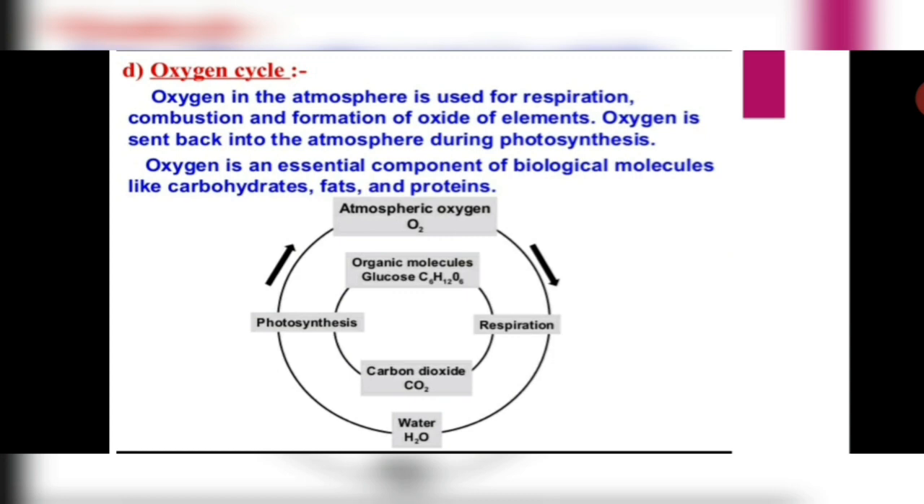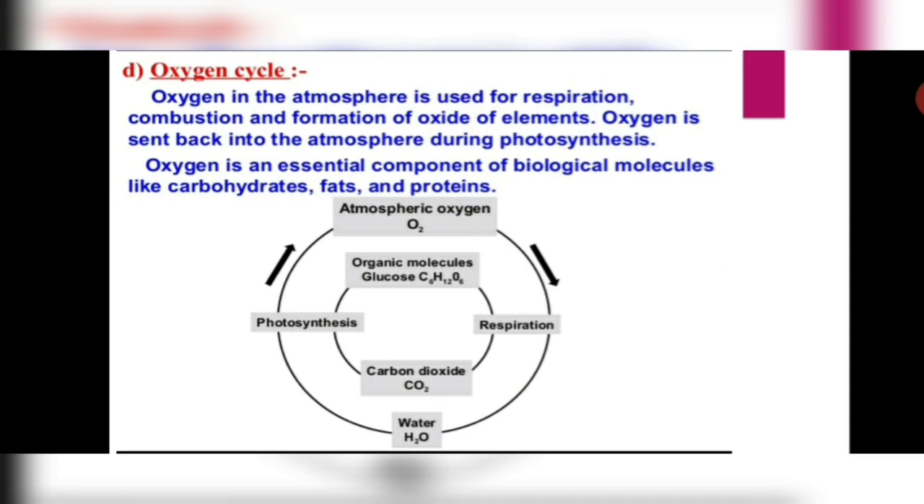Last we have the oxygen cycle, another very simple cycle because it consists of only two processes. Oxygen in the atmosphere is used for the process of respiration. We take in oxygen to break down glucose in our body. Oxygen is sent back into the atmosphere by the process of photosynthesis, where oxygen is a byproduct. Oxygen is an essential component of biological molecules like carbohydrates, fats, proteins.